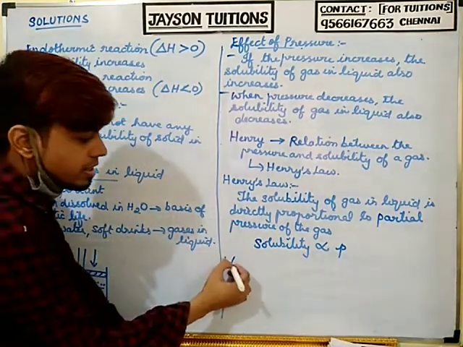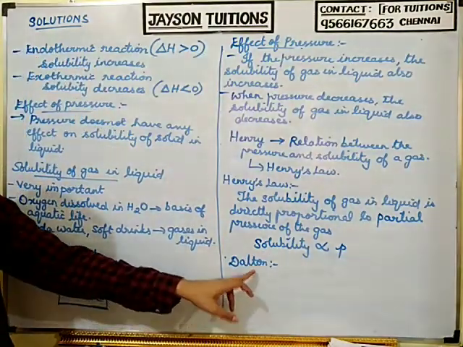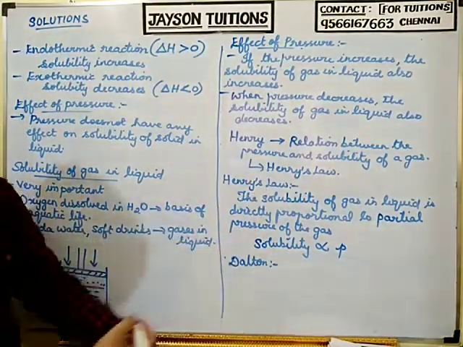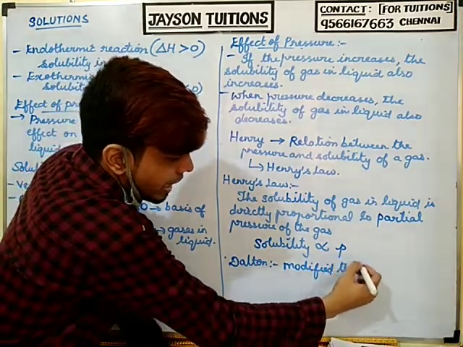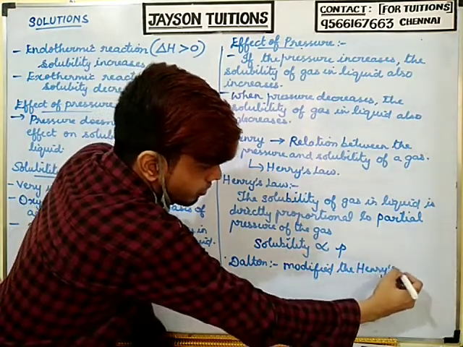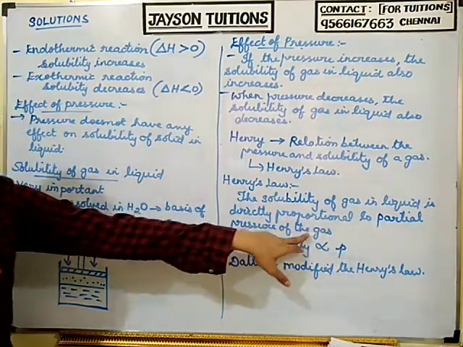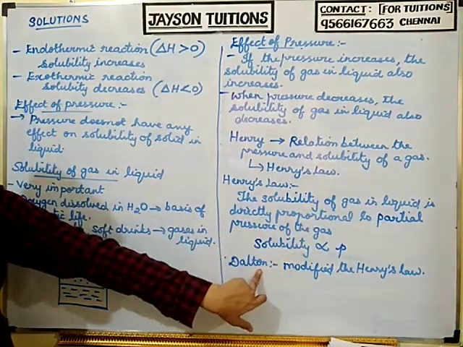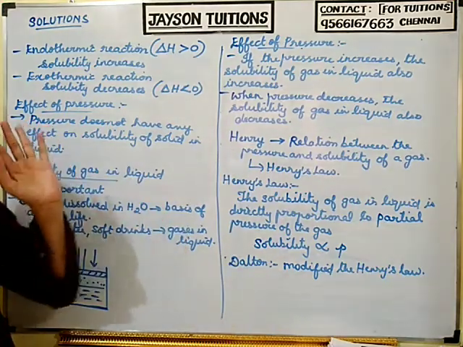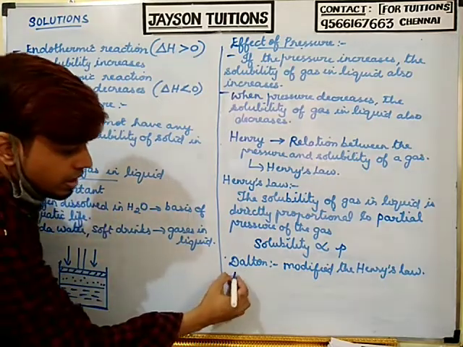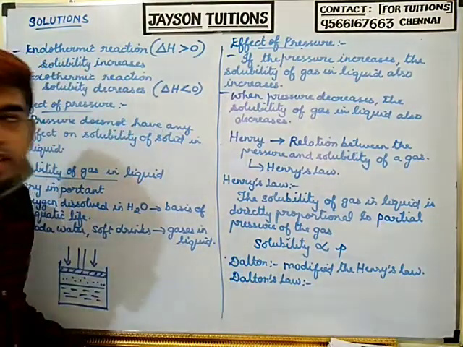Now another scientist came. His name is Dalton. What he did, he modified this Henry's law. What Henry told: solubility is directly proportional to partial pressure. Dalton said mole fraction is directly proportional to partial pressure. So Dalton modified Henry's law and he gave one law called Dalton's law.